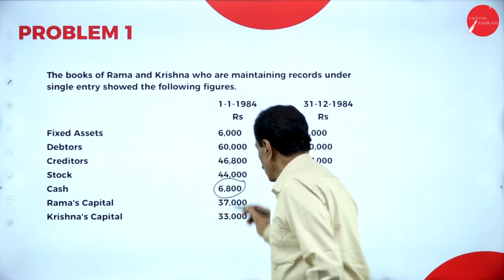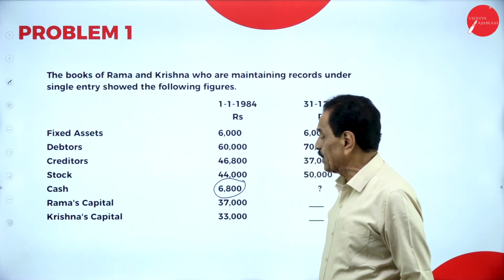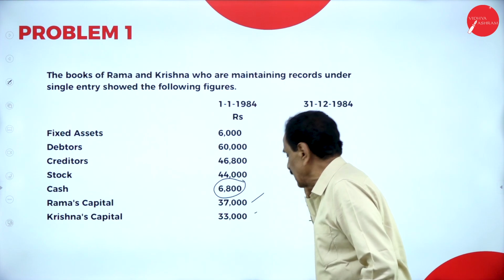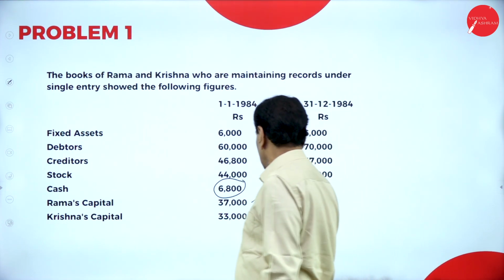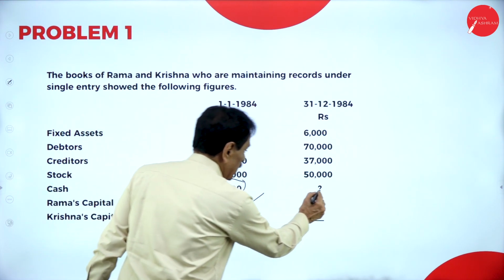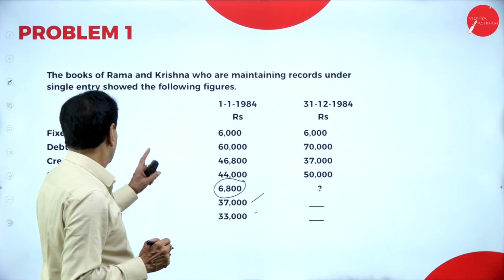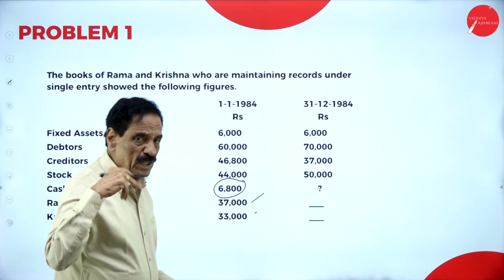So here they have given the opening balance. Actually, you have to calculate the statement of affairs to find out the capital. But they have given the capital. The question of capital does not arise at all. Here, the cash is 6,800, closing cash. They have put the question mark. That means you have to prepare the cash account. Debtor account and the creditor account is compulsory.